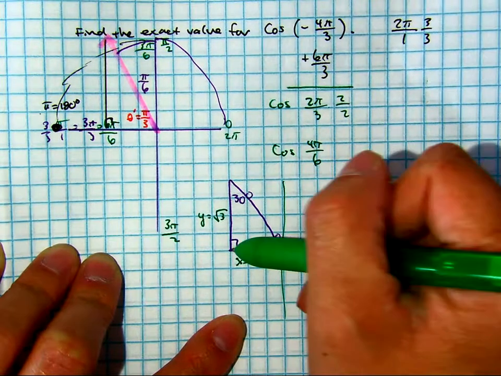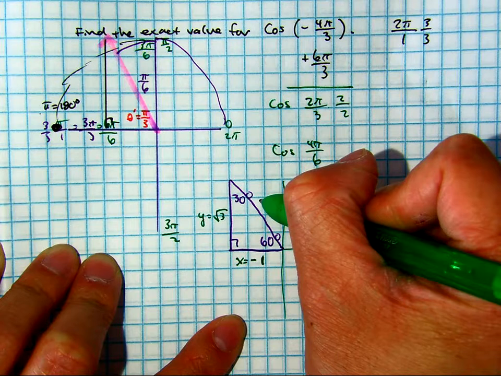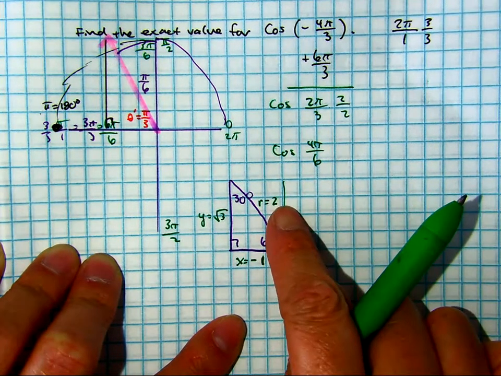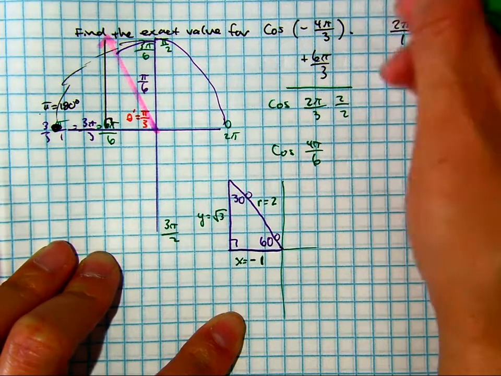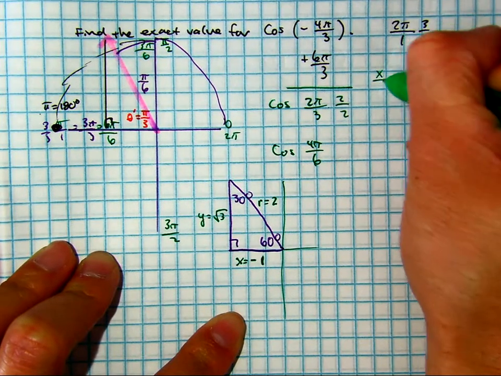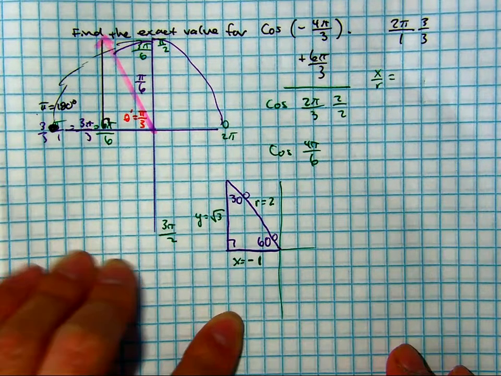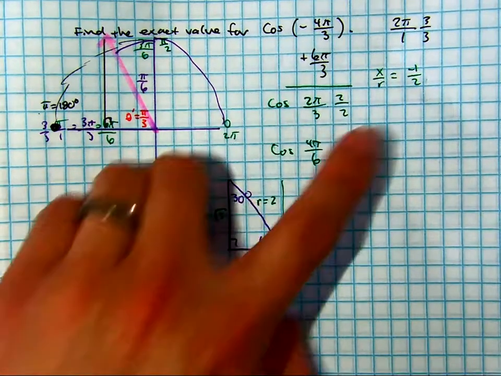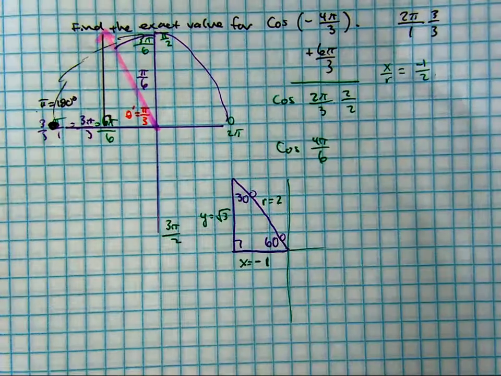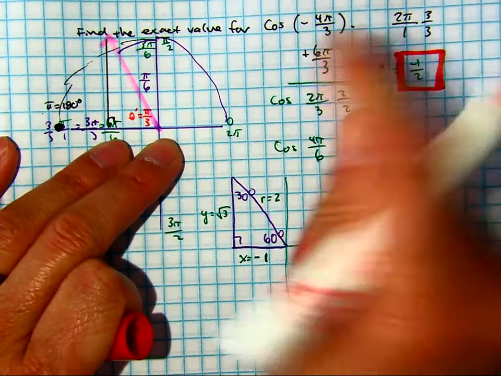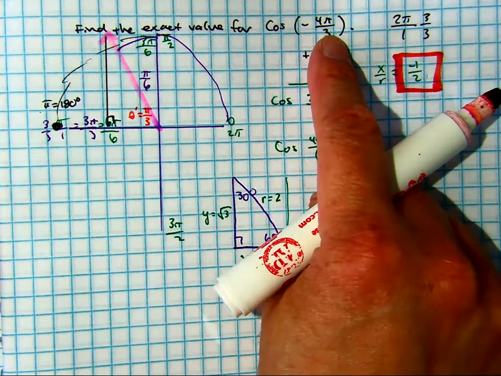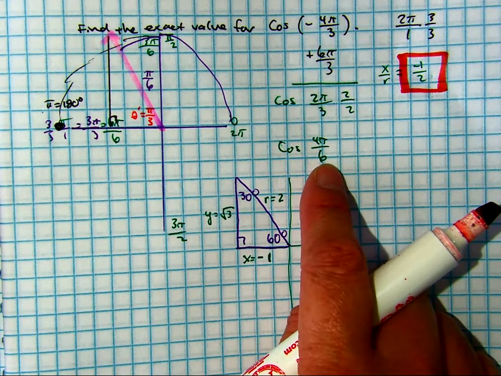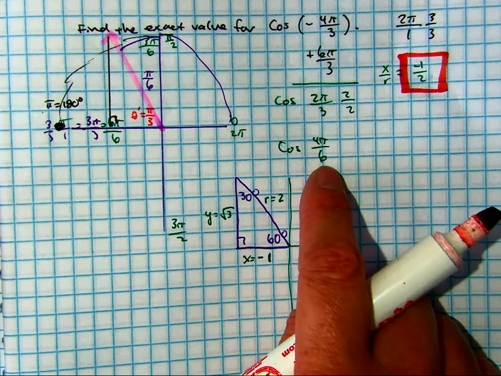Always across the 90, you have an r value. R's are always positive. In this case, I'm finding cosine, which is x over r. My x value in this case is negative 1 over 2, and that's my answer. Cosine at negative 4 pi over 3, its coterminal angle is essentially cosine 2 pi over 3 or cosine of 4 pi over 6. Anything with a denominator of 6 or a 3 is essentially a 30, 60, 90 triangle.